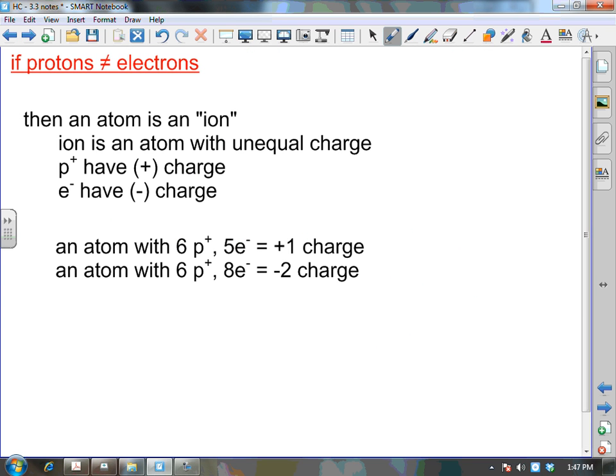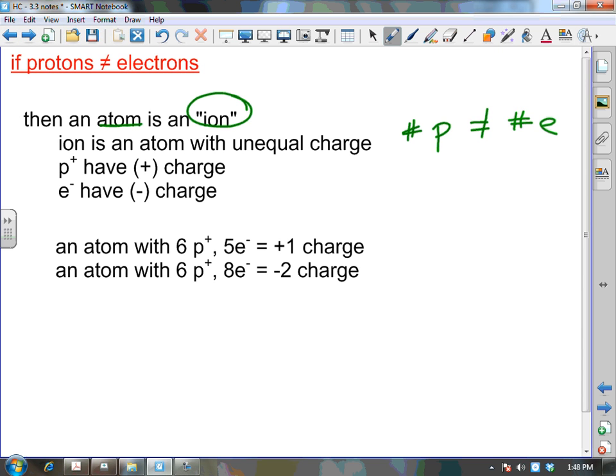All right, last thing. What if the number of protons and electrons aren't equal? How do we figure that out? If the number of protons and electrons are not equal, then first of all, it's not called an atom. It's called an ion. So an ion is an atom with an unequal charge. That means the number of protons is not equal to the number of electrons.